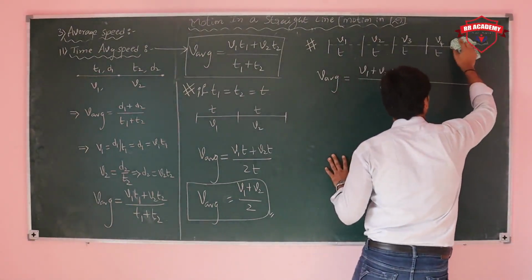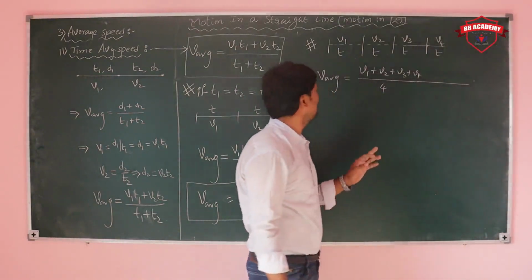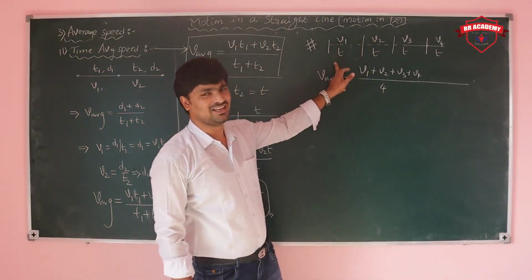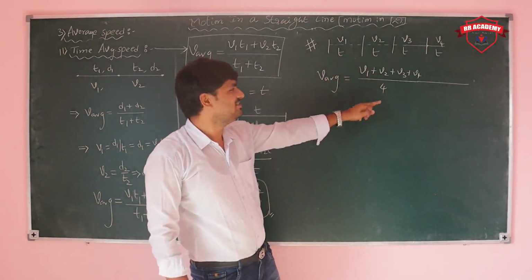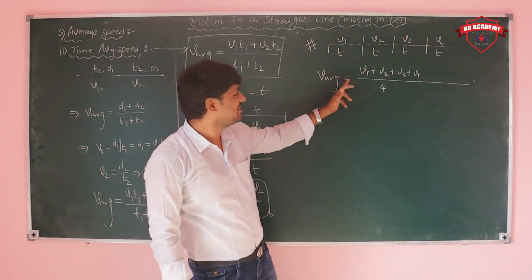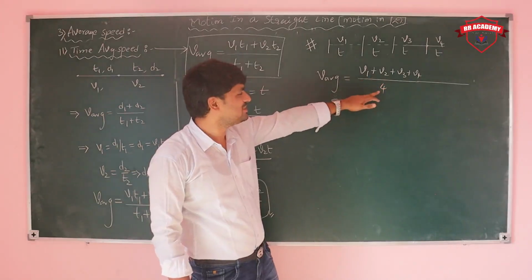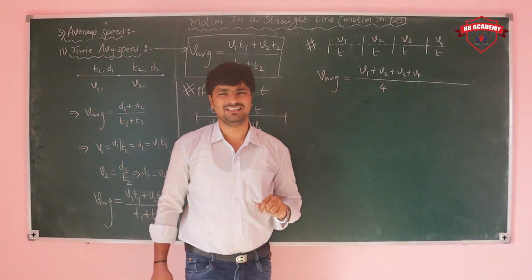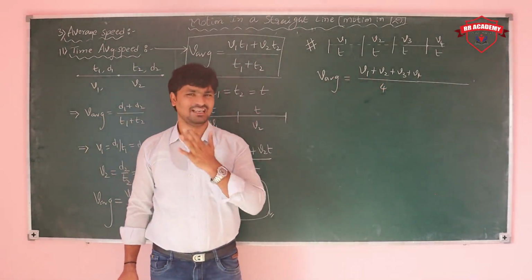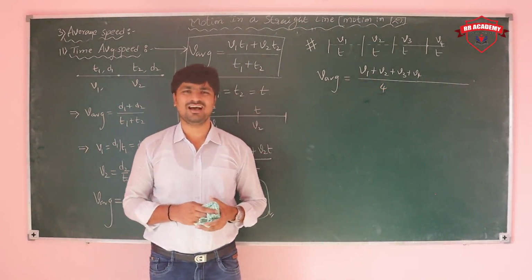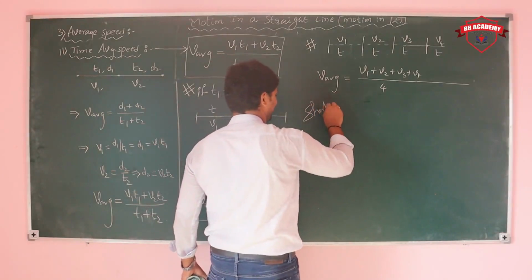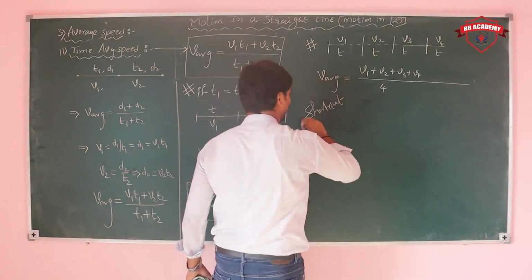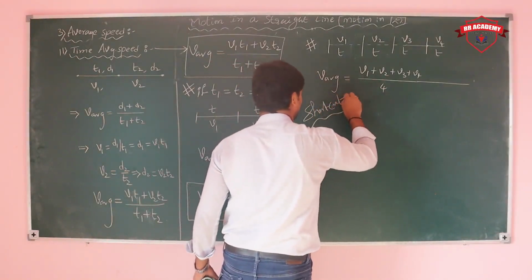So that's our extension. But here you can consider v1 speed t seconds, v2 speed t seconds, v3 speed t seconds, v4 speed t seconds. Then average is v1 plus v2 plus v3 plus v4 by 4. Like that we can take. And here also we can apply a shortcut. Generally the shortcuts are for time saving.